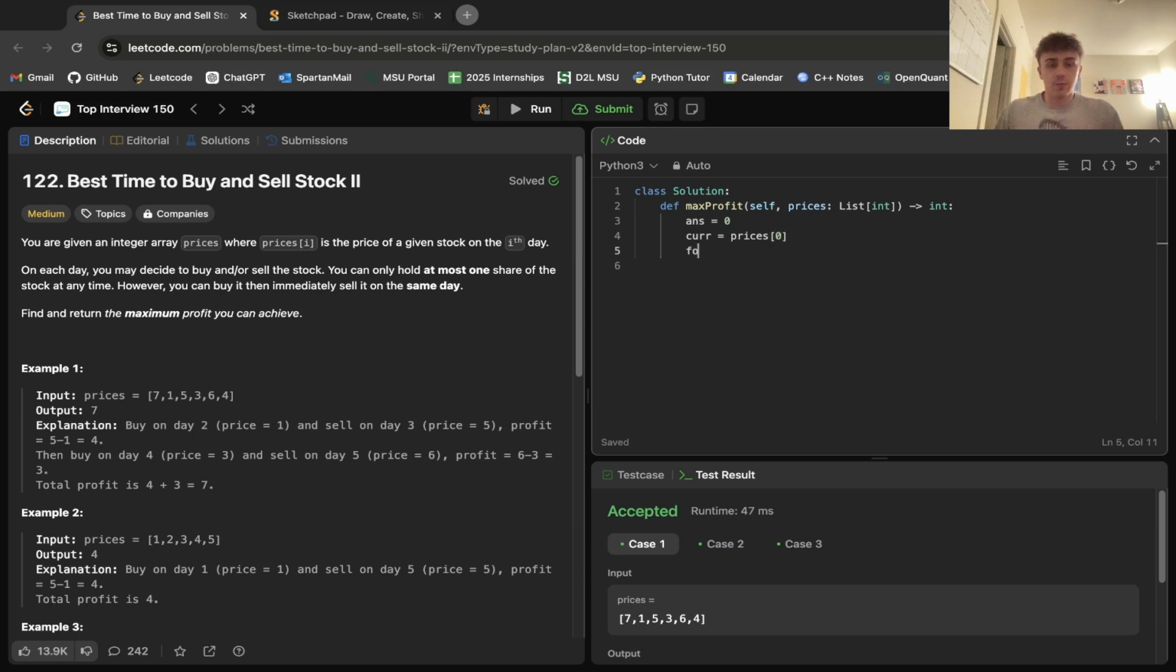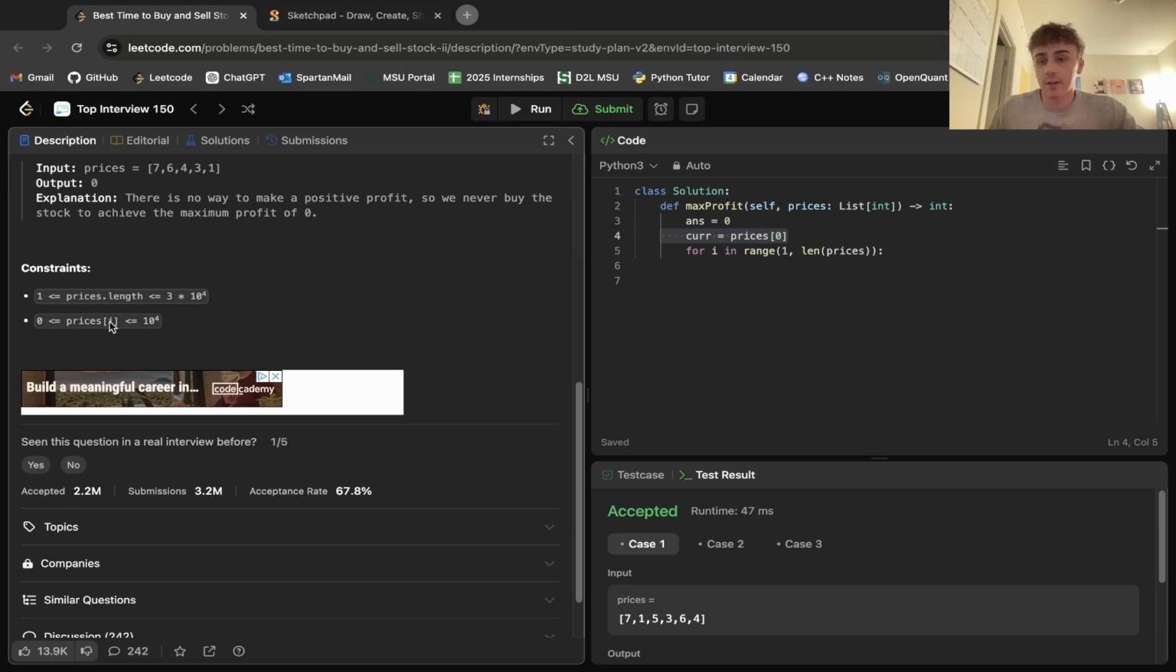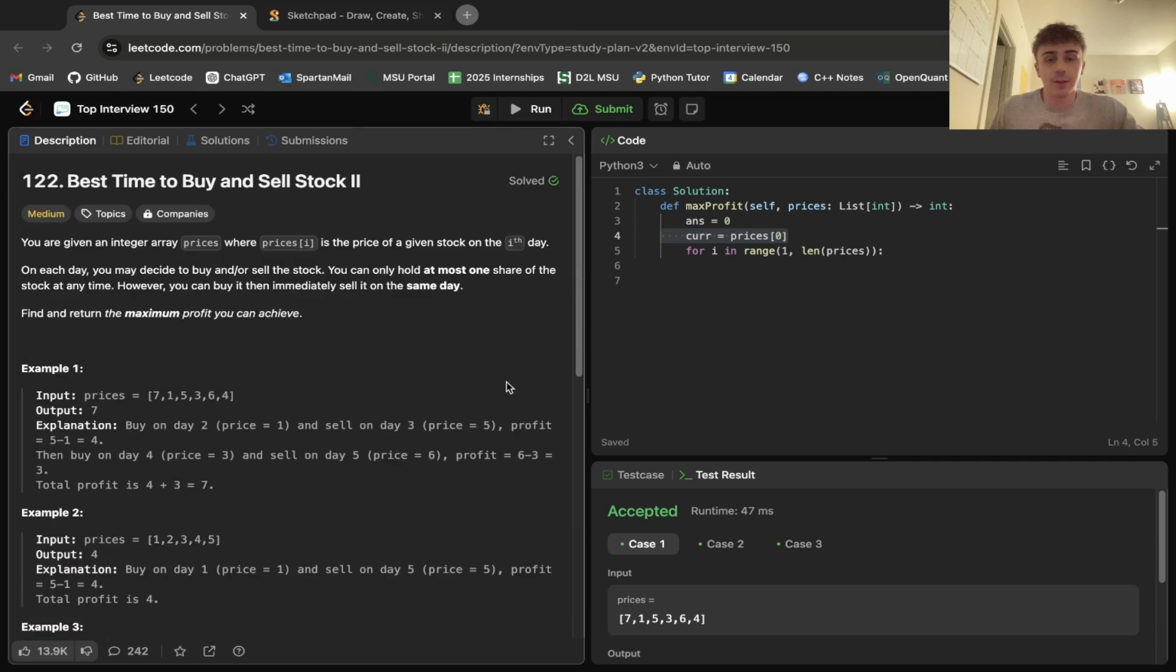And then we say for i in range. If any of you are wondering about base cases or edge cases in which prices is equal to 0, it says down here that the length will always be greater than or equal to 1. So now we say for i in range 1 through length of prices.